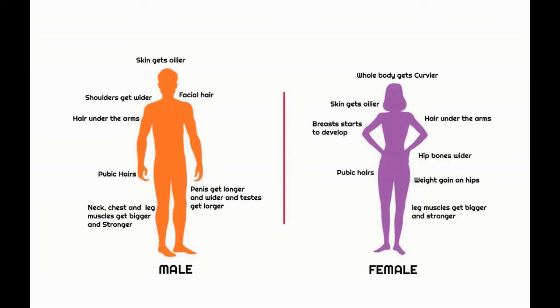And then the other thing is that your neck, chest, and legs grow. All the muscles become bigger and stronger and taller. And one other thing is that your penis gets longer and wider, and then your testes, where your sperms are created, also get larger. So let's talk about the female now.